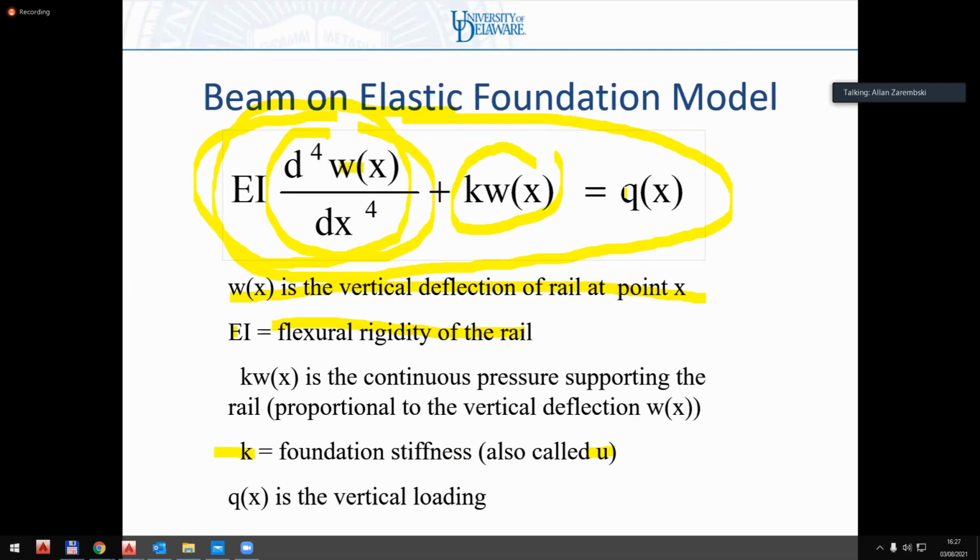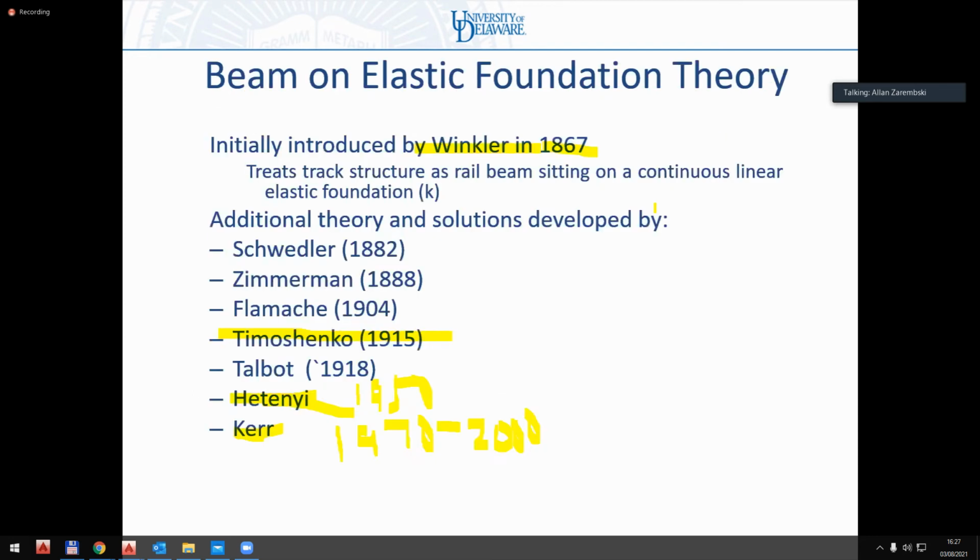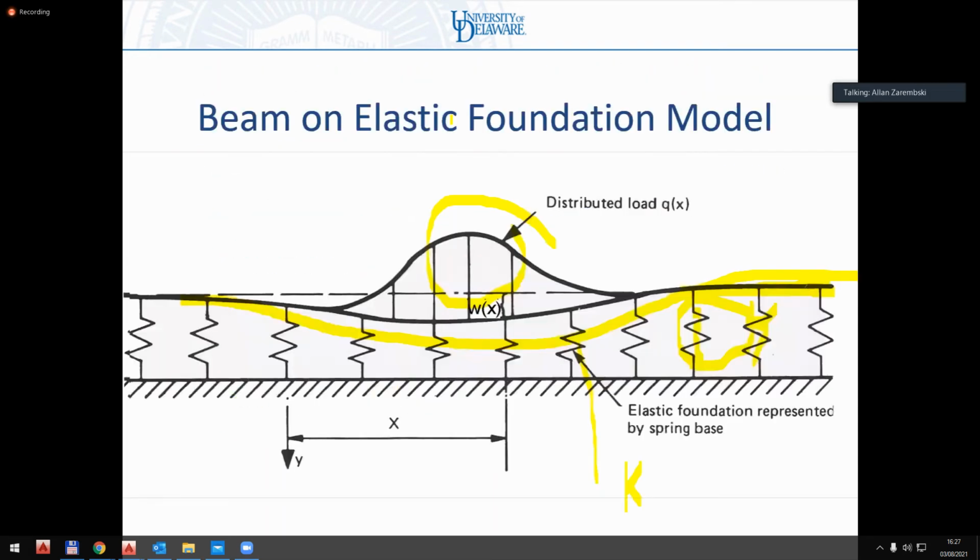And q of x is a general distributed loading, which we're going to replace very quickly with a simple wheel, which becomes a point load. So the problem we're going to end up solving and working with is this beam and elastic foundation subject to a wheel. So let me make sure I got that. You're clear on that. I'm going to replace a distributed load with a single wheel, and that's going to be an applied vertical load.